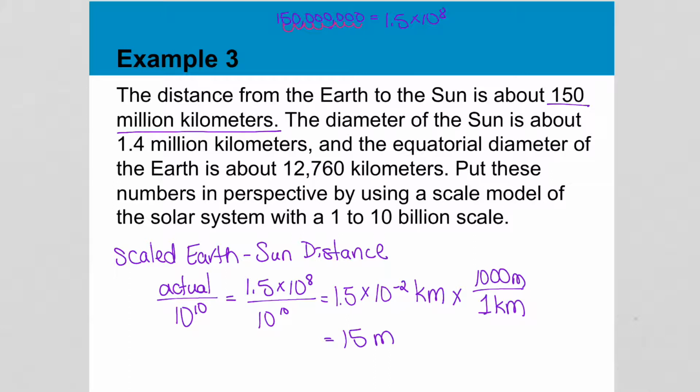So can you visualize what 15 meters looks like? That's still pretty big. I looked it up. It's about the size of a school bus. A school bus is a little bit shorter than that. So 15 meters is just slightly longer than a school bus. Okay? Next step. We need to find the scaled diameter of the sun.